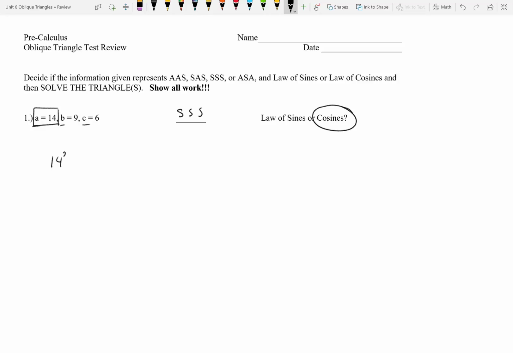So in this case, 14 squared equals B squared plus C squared, so in this case 9 squared plus 6 squared. And then from that, we're going to subtract 2 times the product of those two sides, in this case B and C, so 9 times 6. And then we'll multiply by the cosine of the angle we're looking for, in this case A.